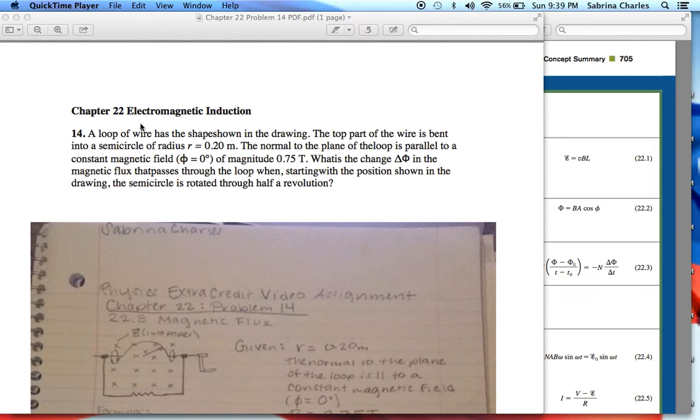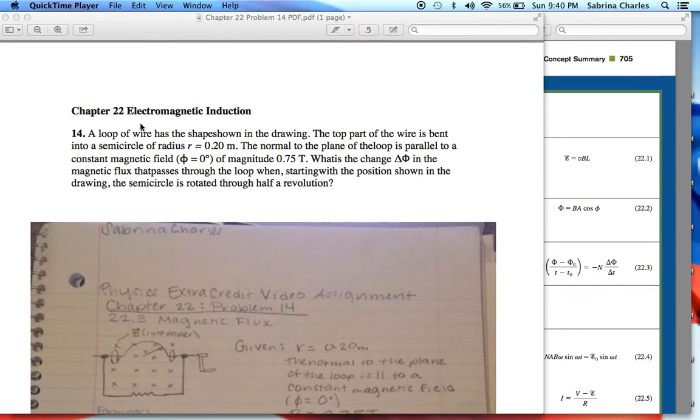Hello, I was assigned chapter 22, problem number 14. Chapter 22 focuses on electromagnetic induction, and problem 14 is in section 22.3, which focuses on magnetic flux.